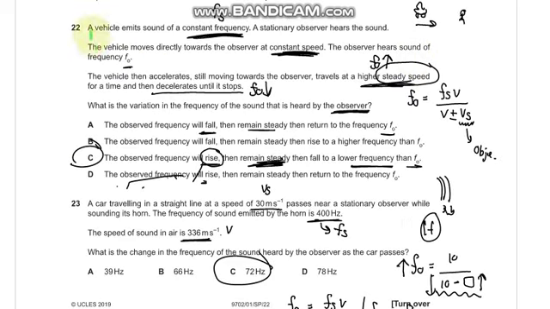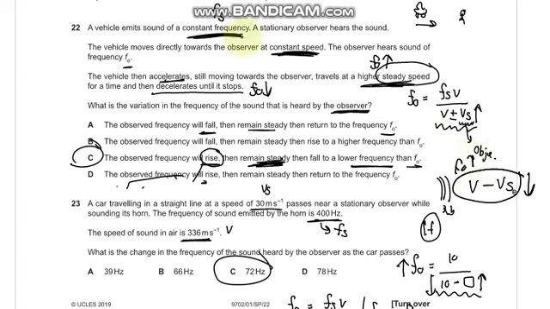So question number 22 says that a vehicle emits a sound of constant frequency Fs. The stationary observer hears the sound. The vehicle moves towards the observer at constant speed, and the observer hears a constant frequency. The vehicle then accelerates. When the vehicle accelerates, it is moving with an increased Vs. So increasing Vs decreases the denominator, which is V minus Vs. So this term decreases, so the F naught increases.